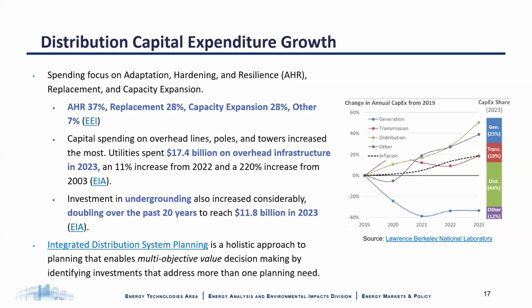The other thing to note here is, as some of you are probably well aware, there's a fair amount of undergrounding that's been expanding over the past decade, and really for the last 20 years has doubled in terms of its percentage. And part of that has to do with resilience planning, both in those wildfire areas that are susceptible to wildfire ignition risk from utility overhead lines, as well as in other areas with hurricanes or even tornadoes, where undergrounding can provide greater resilience. All of this is part of an integrated distribution system planning approach that we've been working on and working with many of you on over the past decade. Next slide, please.